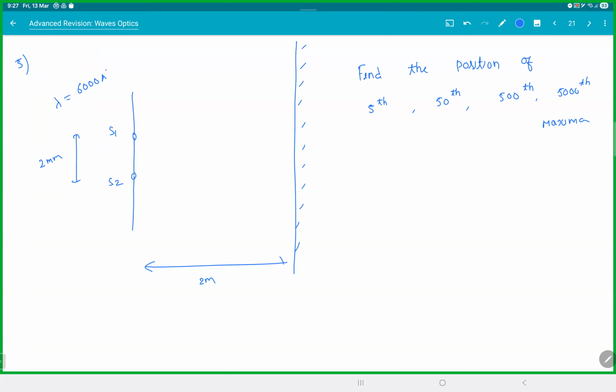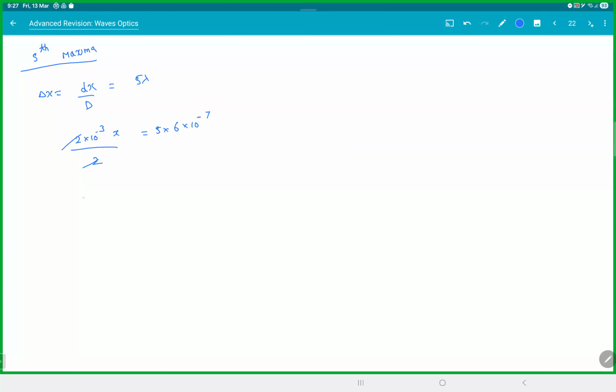With 6000 angstroms, the 2 cancels. So we get x is equal to 30 into 10 power minus 4 meters, or x is equal to 3 mm. Make sense? Now, is x much, much less than D? You can clearly see x is much, much less than D. So my assumption was right, and I can use this formula. So you have to solve the question under the assumption, then you check.